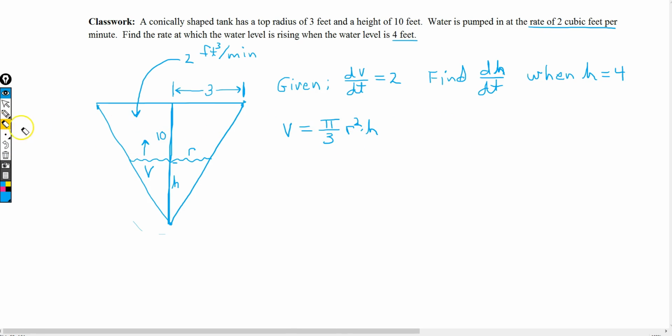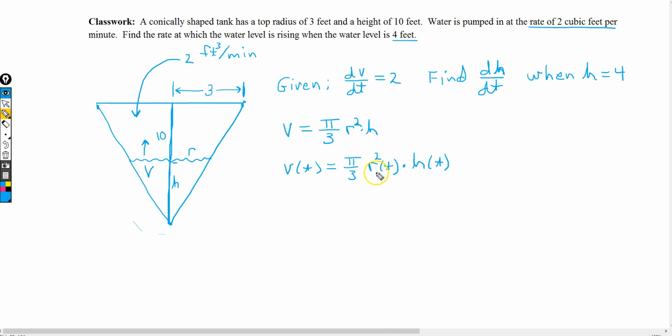Now all the variables here are really functions of time t. So what we really have is V of t there. So we just labeled everything as being a function of time t. Now you might want to take it from here, pause the video here. You need to find dh/dt.